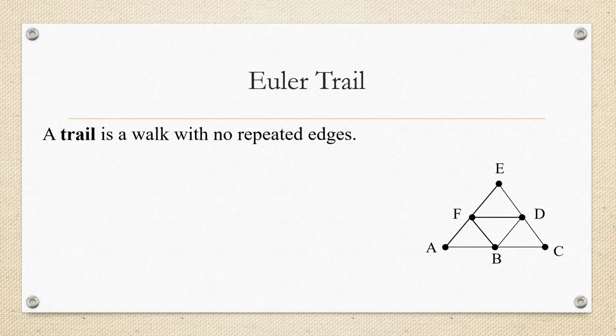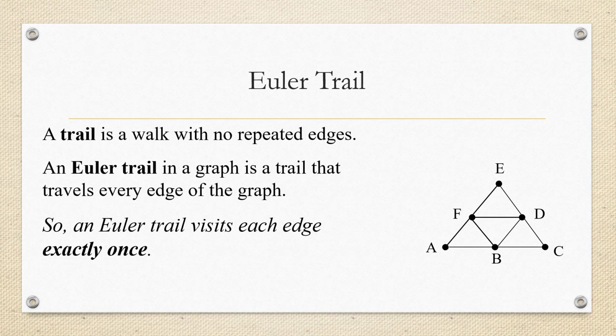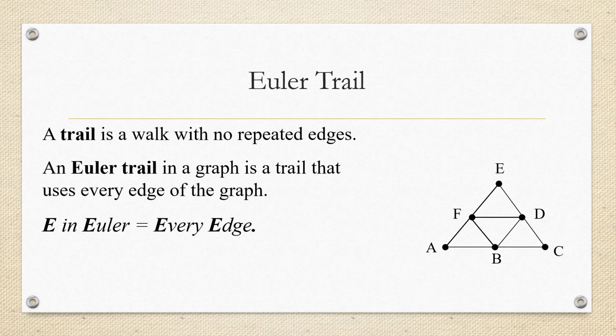So first, let's recall what a trail is. And remember that different graph theory books use different terminology, so you really have to pay attention to the definition. In your book, they may refer to a trail as a path or another term, but a trail, as in this video, is referring to any walk through the graph with no repeated edges. When I say Euler trail, I'm adding the condition that it visits every edge. So if it has no repeated edges, but it visits every edge, this means that an Euler trail visits each edge exactly once. And to help you remember that, think of the E in Euler as meaning every edge.